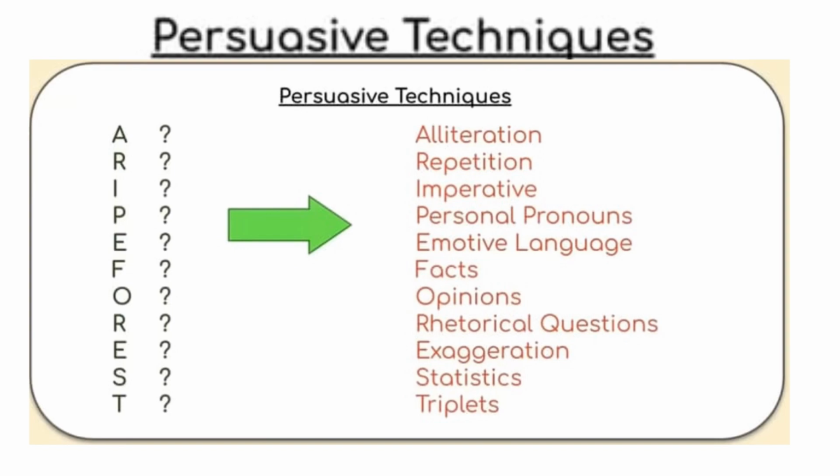Let's see that for the persuasive techniques you can learn this acronym, A RIPE FOREST. Okay, and then you can keep all these persuasive techniques in mind. Most of the persuasive techniques can be easily brought into your writing. Let's see what they are. The first is alliteration, from A. Alliteration is actually the repetition of the first letter for an effect.